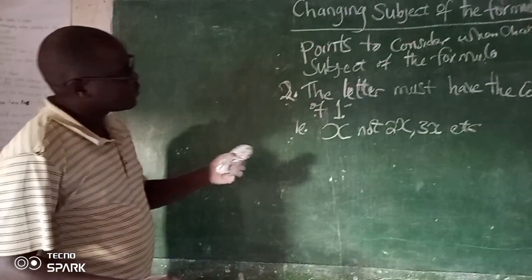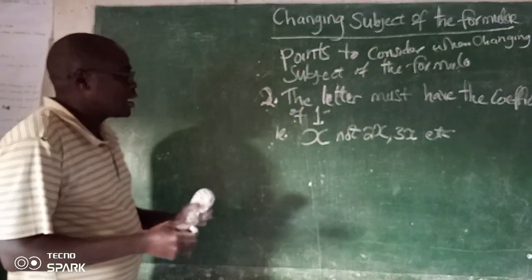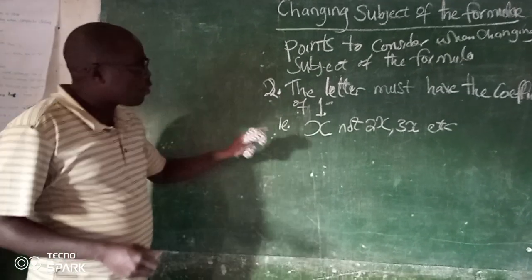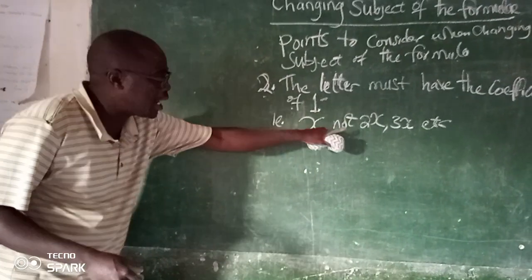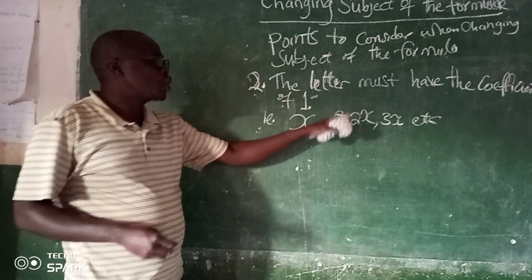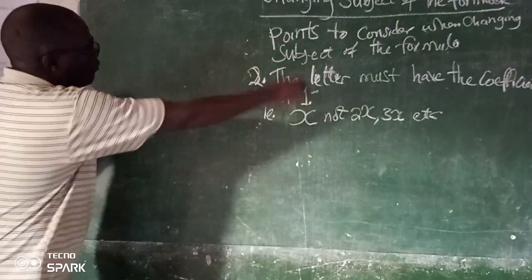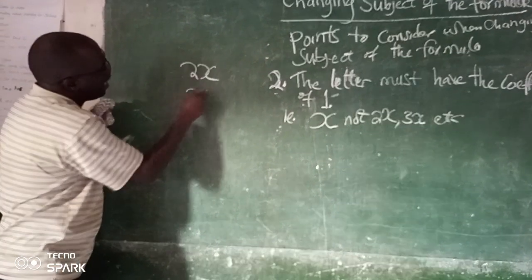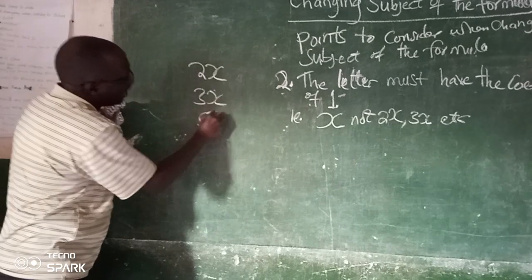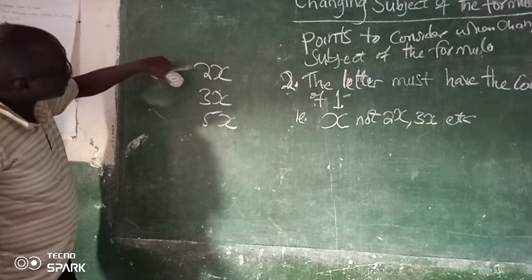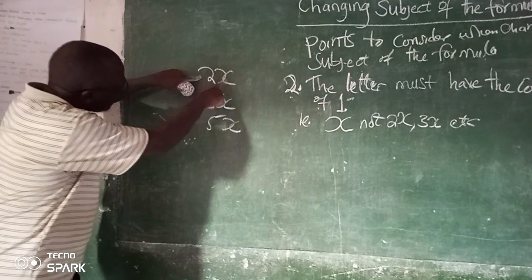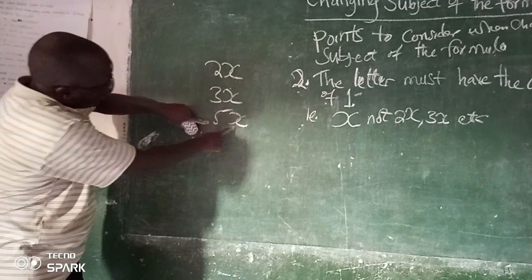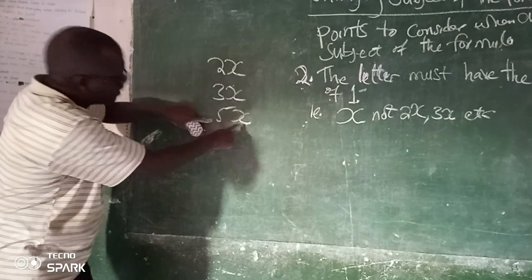A coefficient is any number that is being multiplied to an unknown letter. For example, we have 2x, 3x, 5x. In this case, the coefficient of x is 2. Here, the coefficient of x is 3. Here, the coefficient of x is 5.